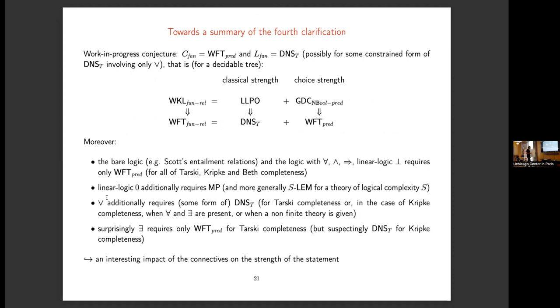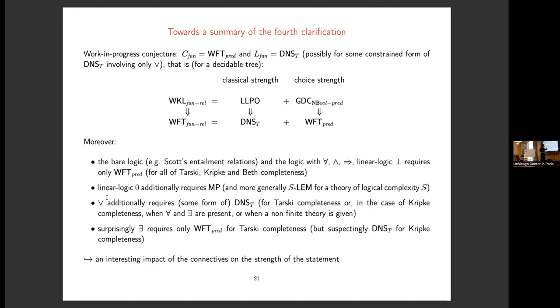So this is a summary, but I already said it orally many times. All the bare logic, because you can make a completeness proof also for the bare logic without any connectives, using a strict entailment relation, for instance. It's a way to make logic without connectives. Propositional logic.